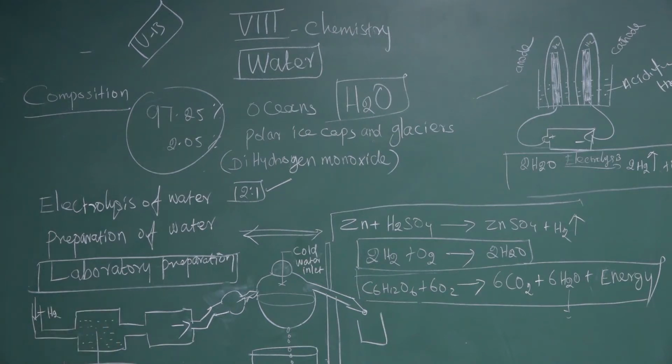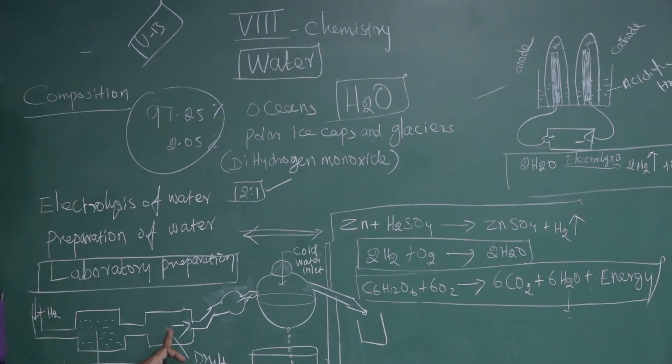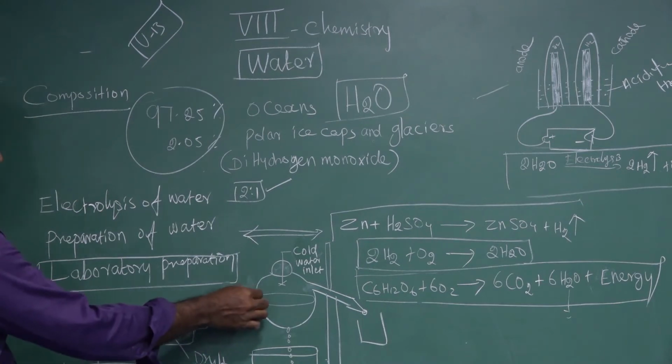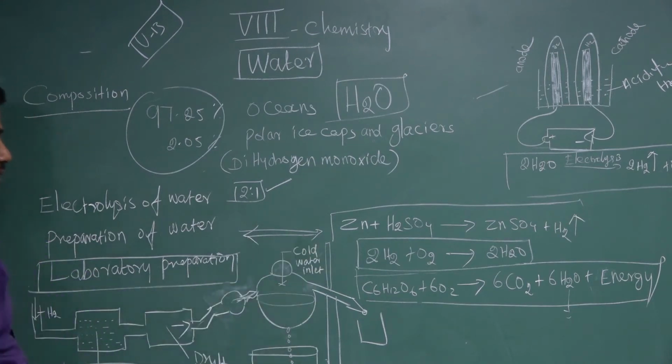What is the role of calcium chloride here? The calcium chloride will absorb the moisture from the hydrogen, so you will have dry H2. Dry hydrogen gas will be going out and will be passed through the apparatus like this.